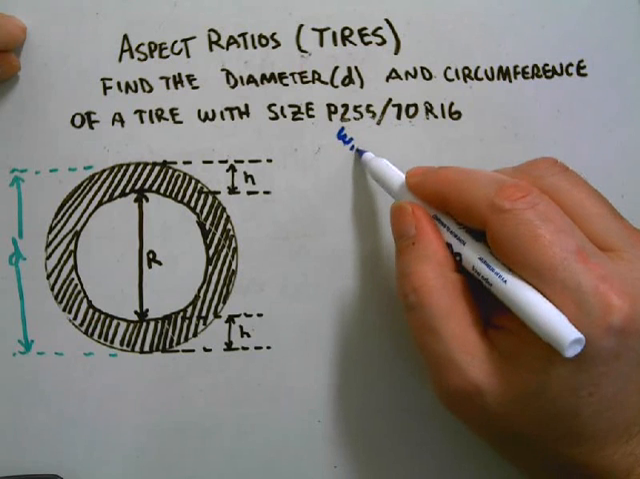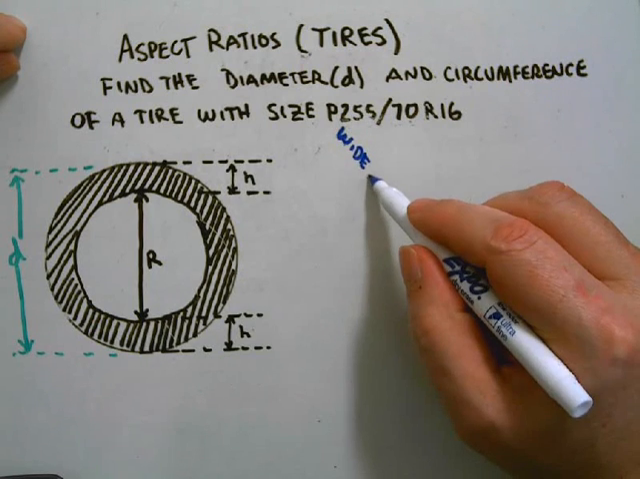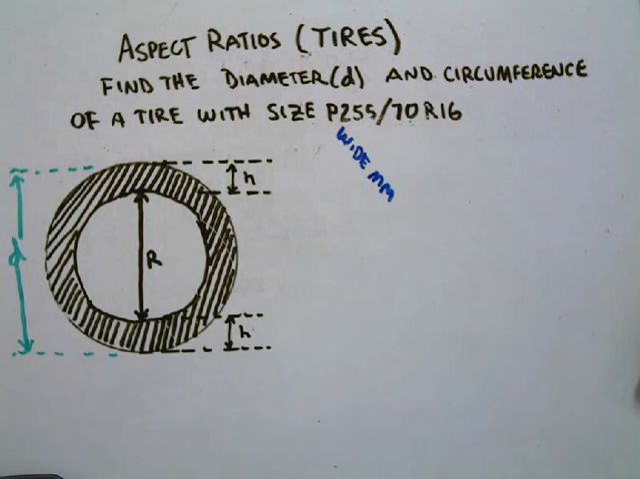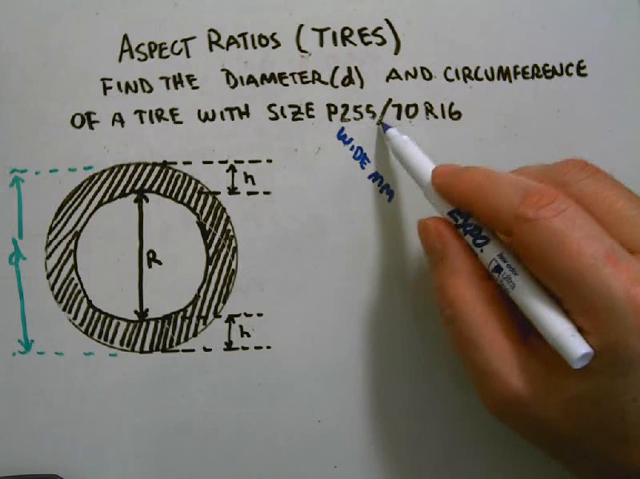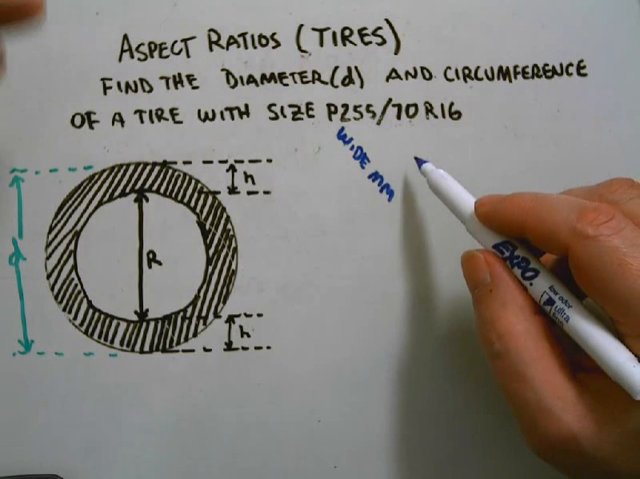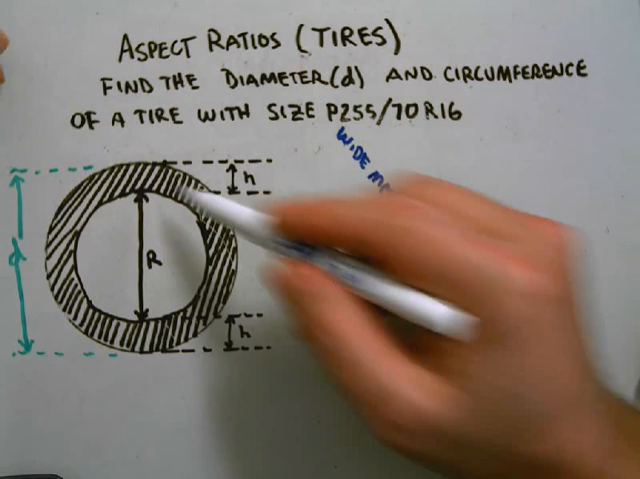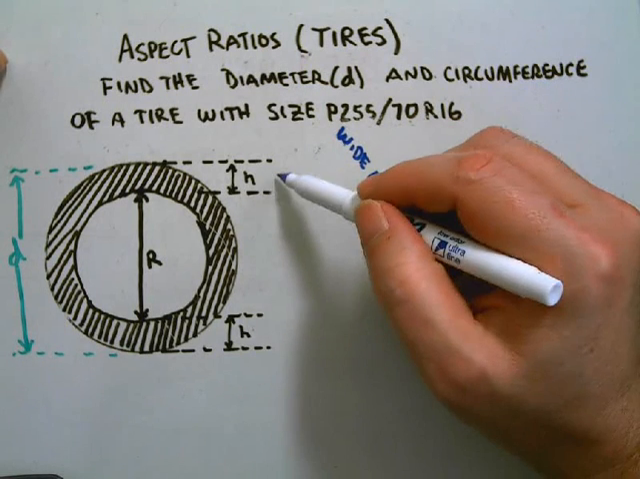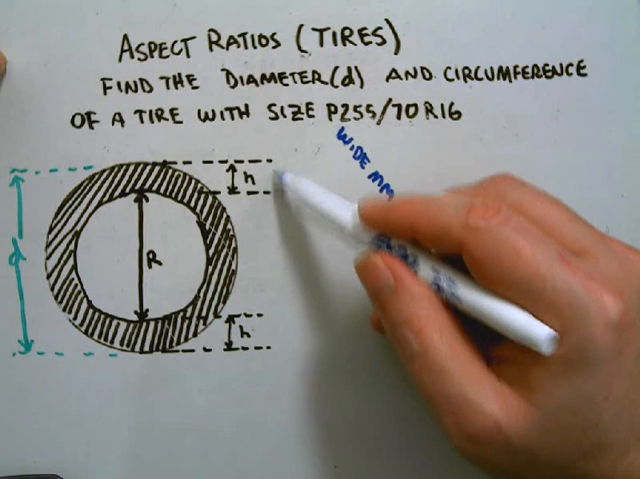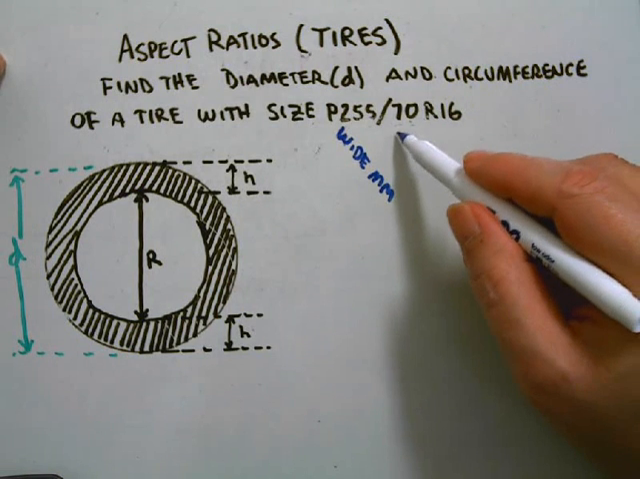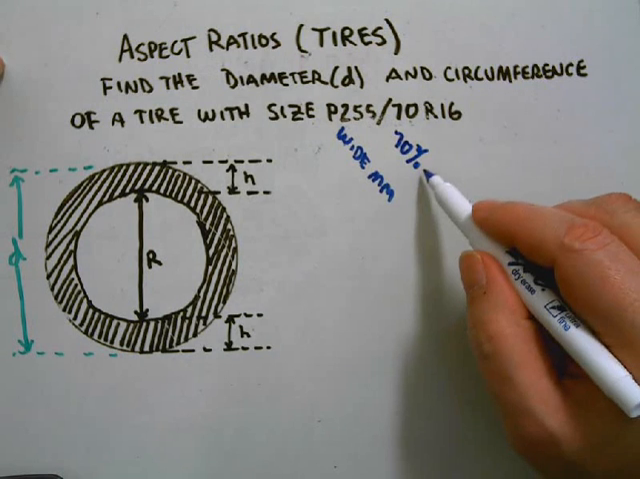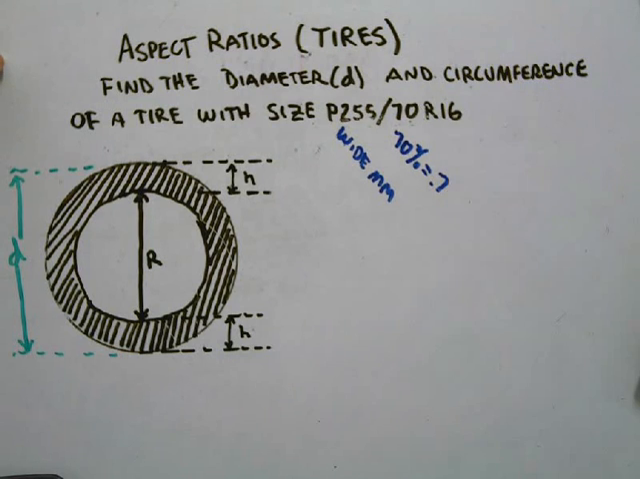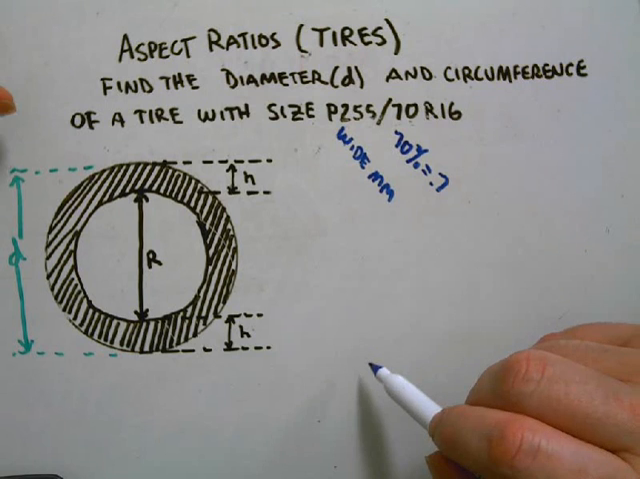So it's width in millimeters. You might want to write that down separately. I'm going to have to erase this in a minute. Okay, right after the slash, that's the aspect ratio, your width to height of the tire, which is right here. So it's just this piece right here, and it's really 70% of whatever the width is, and we generally change that to 0.7 as a decimal in order to multiply.